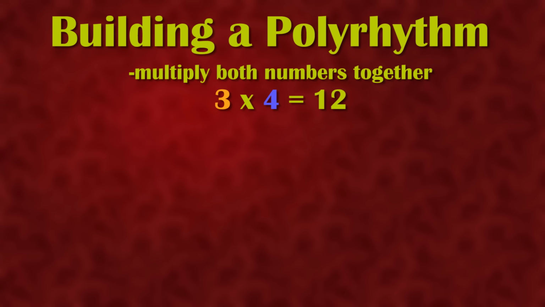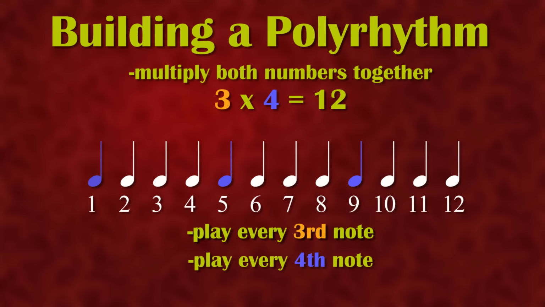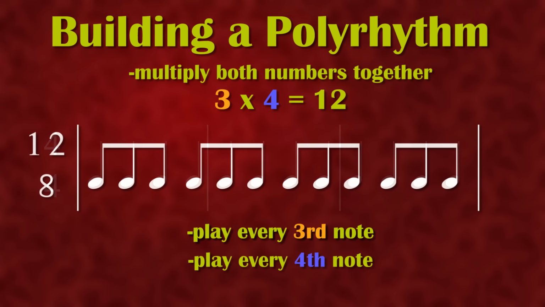3 times 4 is 12. So let's just start with 12 notes. Our polyrhythm occurs when one voicing plays every 3 notes, and another voicing plays every 4 notes. So let's find a convenient musical way to notate this. These 12 notes could be 12 quarter notes, 3 measures of 4/4, or they could be 1/8 notes in a measure of 12/8.